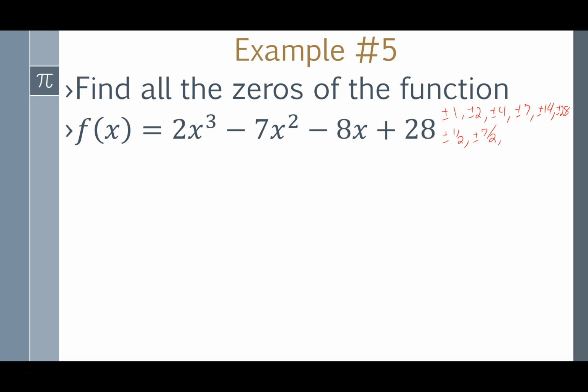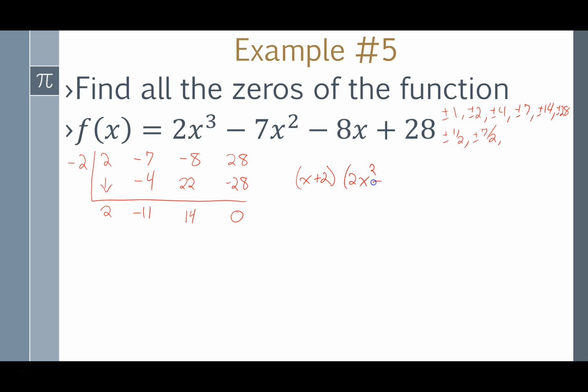So as we go through this, if we try a -2, so we have 2, -7, -8, 28. So we carry down the 2, we get -4, -11, 22, 14, -28, and 0. So there's our quadratic. We have x plus 2 as one factor, and then 2x squared minus 11x plus 14 is the other factor.